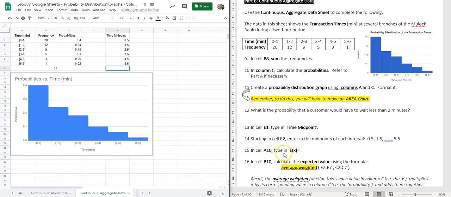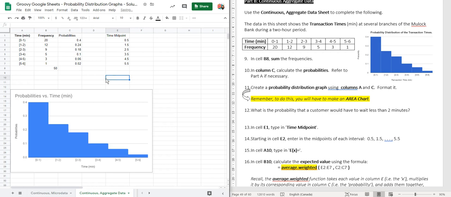And then in cell A10, type in EX. And then equals, so we're going to be finding the expected value. And expected value is the same as the weighted mean or the average. So what we have to do is find the weighted average of this data using these probabilities or the frequencies, whichever way you want to do it. So what you're going to type in is equals average dot weighted, and then you're going to highlight the data, and then comma, and then the probabilities.